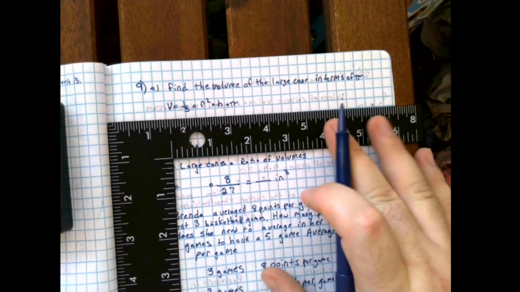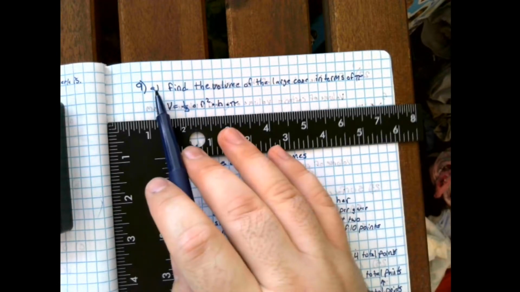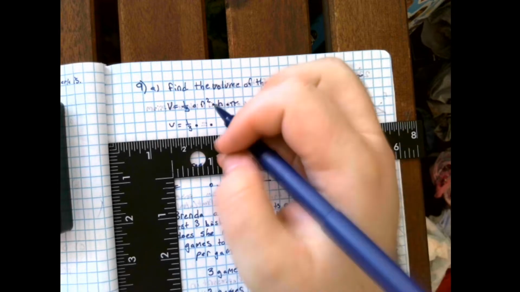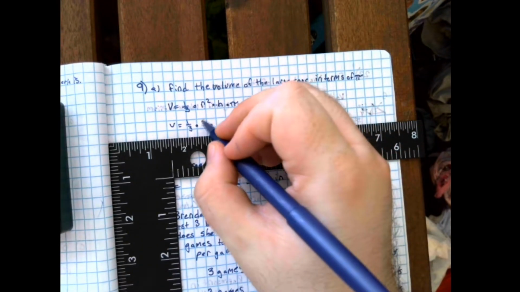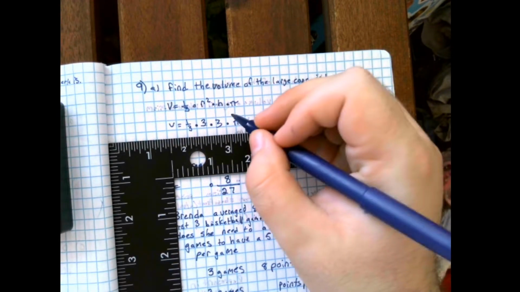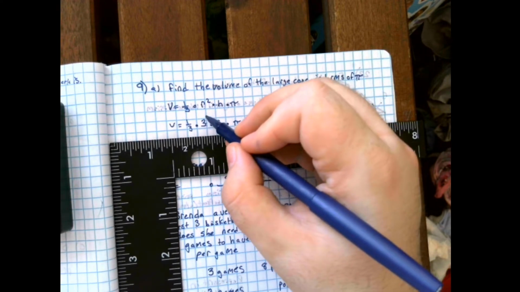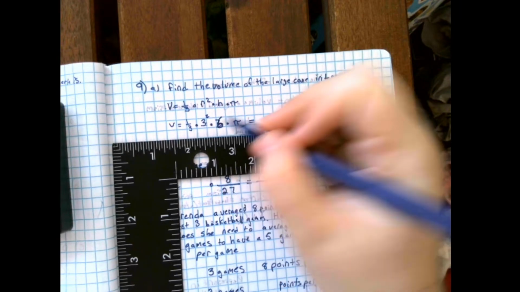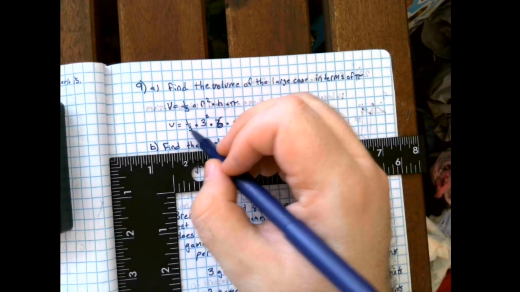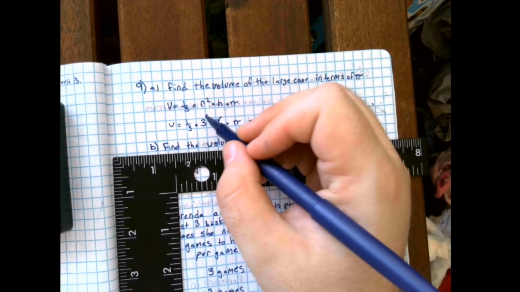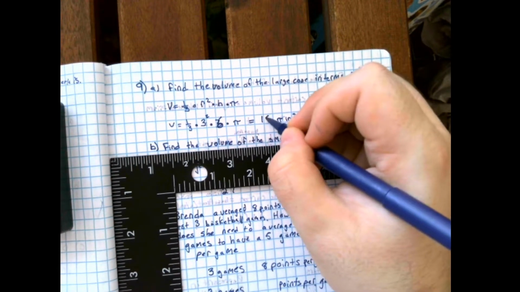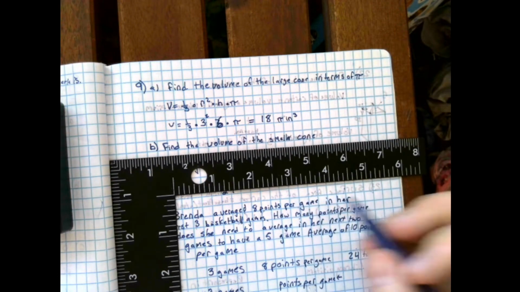Now, we have 1/3 times the radius squared times height times pi. The radius in this case was 3, so 3 squared times the height, which was 6. Now, 1/3 of 3 squared is 3. 3 times 6 is 18, so we'd have 18 pi cubic inches.